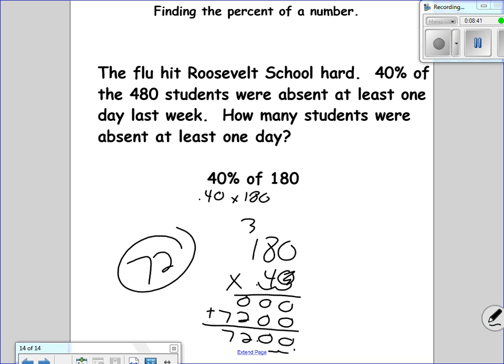How many students were absent at least one day last week? 72 students. Perfect.